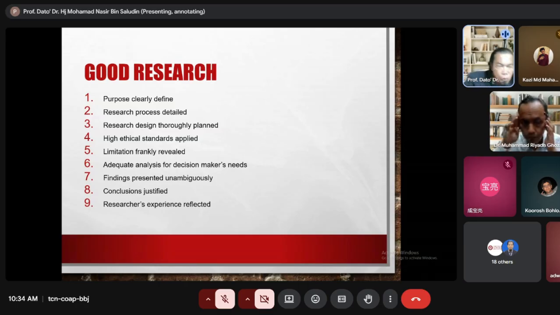Good research. What is good research? Number 1, purpose clearly defined. Number 2, research process detailed. Number 3, research design thoroughly planned. Number 4, high ethical standards applied. Number 5, limitations frankly revealed. Number 6, adequate analysis for decision maker's needs. Number 7, findings presented unambiguously. Number 8, conclusions justified. And number 9, researcher's experience reflected.